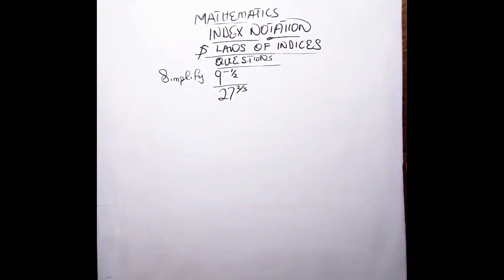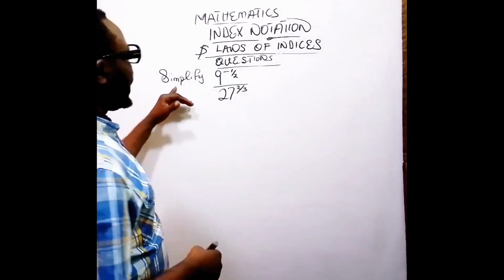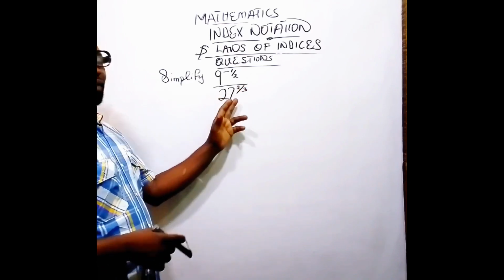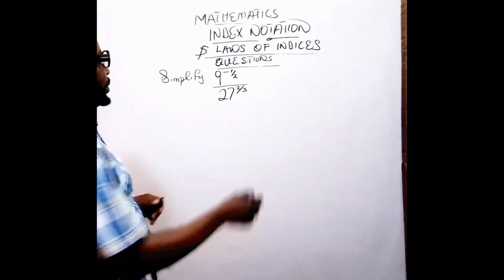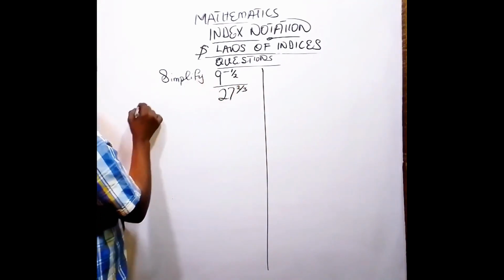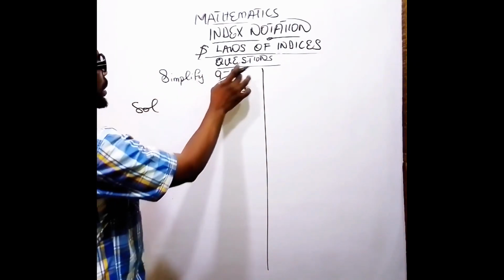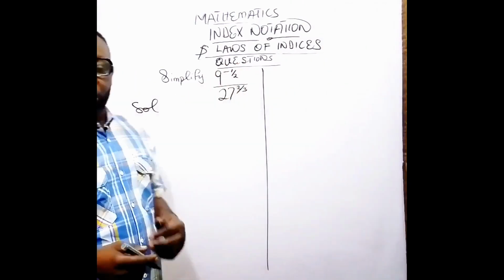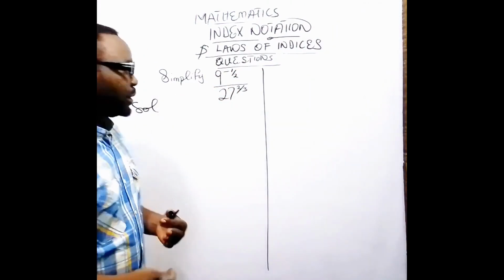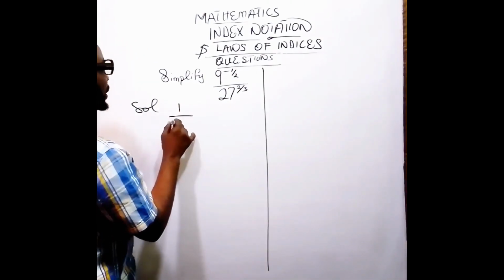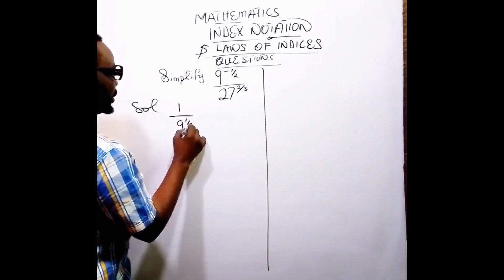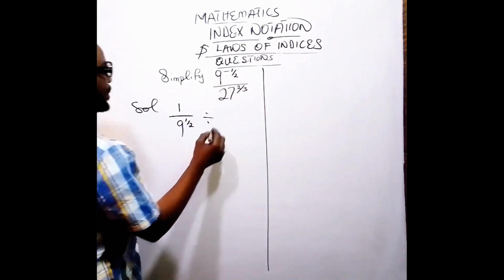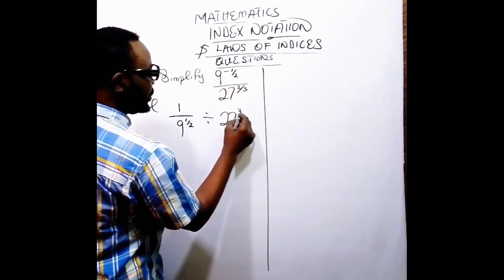We have another question here. The question says, simplify 9 raised to the power of minus 1 over 2 divided by 27 raised to the power of 2 over 3. Now, to simplify this, you can see that this is 9 raised to the power of minus 1 over 2. That negative value will turn this into a reciprocal. It will become 1 over 9 raised to the power of 1 over 2, divided by 27 raised to the power of 2 over 3.